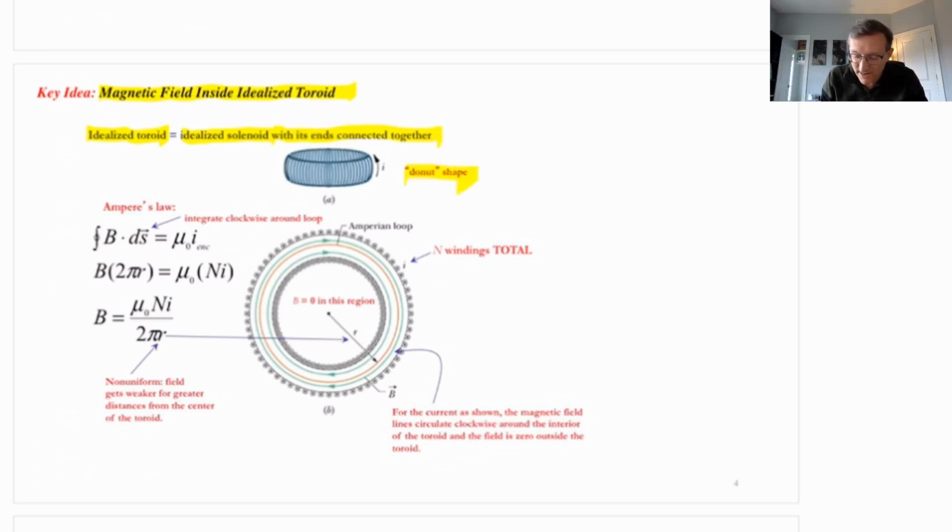And here's a representation of it, kind of from an angle. Okay? Think of a donut shape. Okay? With the current, with the windings going around and around and around like this.